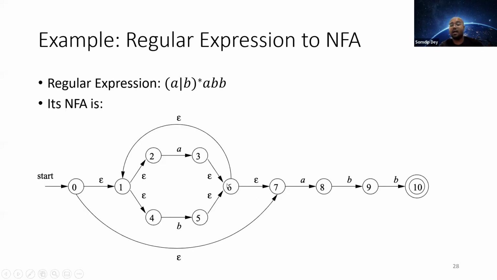And then from 6, we make another epsilon move because it's an NFA. NFA has epsilon moves. Then the end string that it has is A, B, B. So we make the states that accept A, B, and B, and then it reaches the accept state. So this is the example of the NFA that we can create from the regular expression (A or B) star A, B, B.